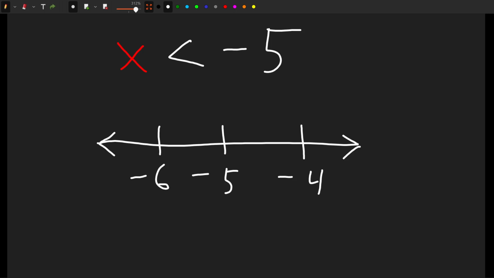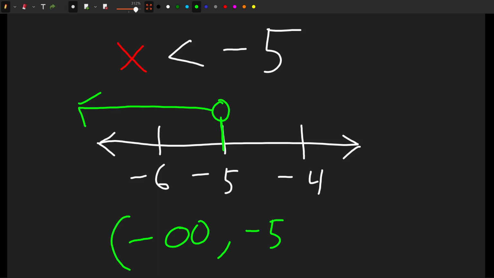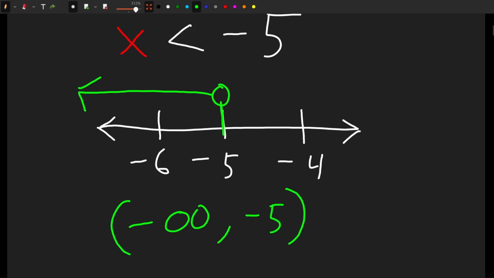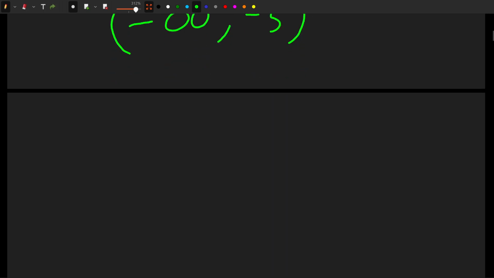So x is less than -5. So I'm working with -5, so I'm going to have my line here. It's less than -5, so it's an open dot, and it's going negative. And so in interval notation, that is -infinity to -5. Keep in mind that we start with -infinity because it's the lowest number, and then we work our way to the right to the highest number, which in this case is just -5.